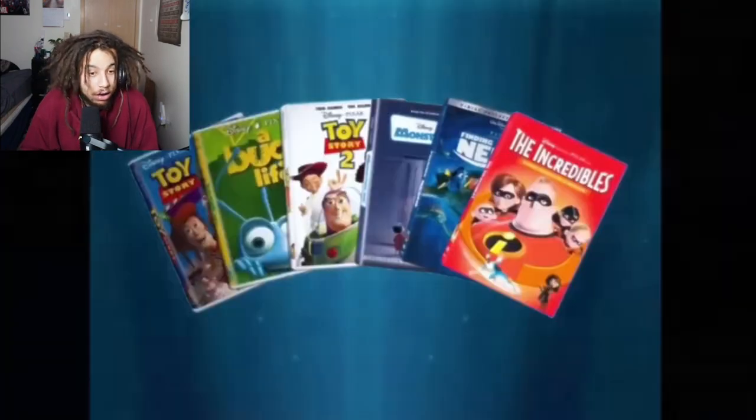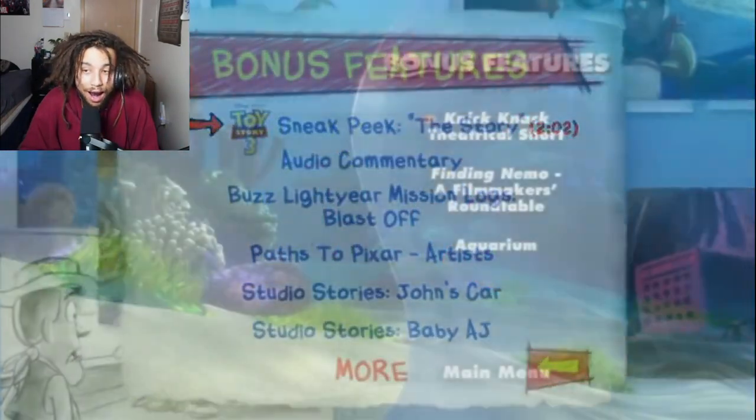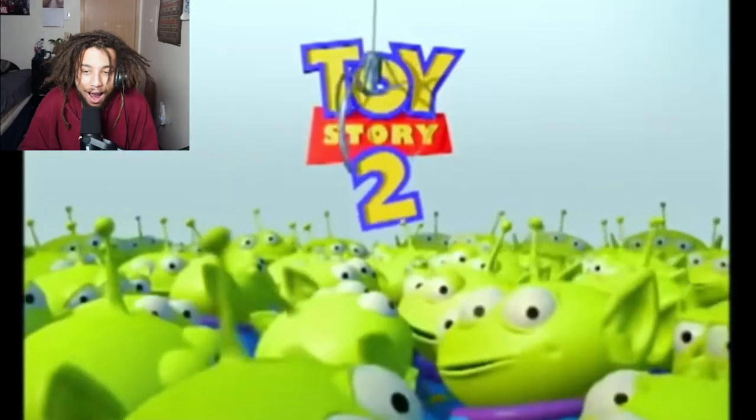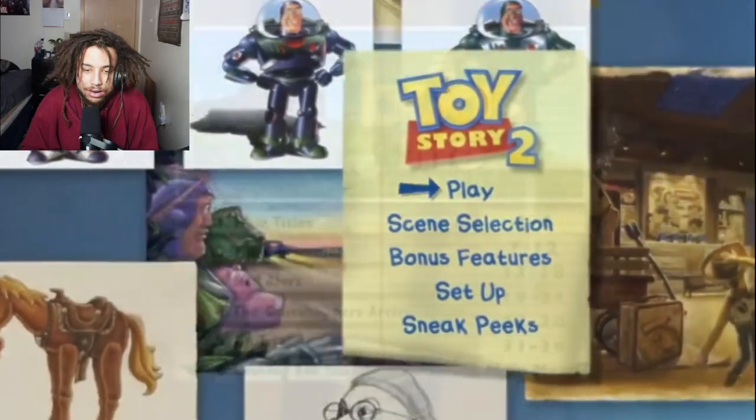Pixar would always re-release their movies on DVD, and these DVDs have special features and bonus content like creator interviews, deleted scenes, old promotional material, and most importantly, the blooper segments. If there's more metaverse content out there, I bet you it's on these DVDs.